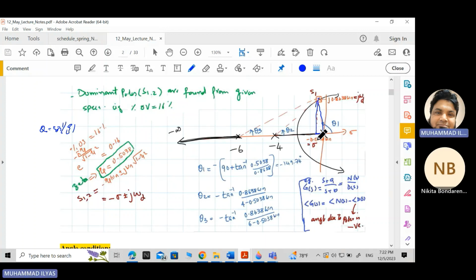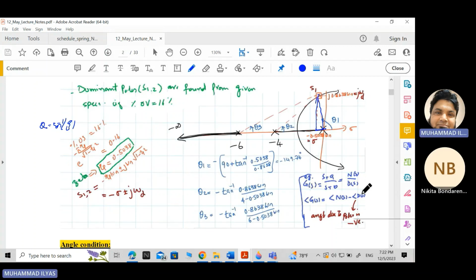So this point is 0.5 omega n. This point is 0.85 omega n, that is, omega n times the square root of 1 minus zeta square. If you calculate this, it will become 0.8 something. And omega n is not known yet. We want to find omega n, so that's why we are using this angle condition.